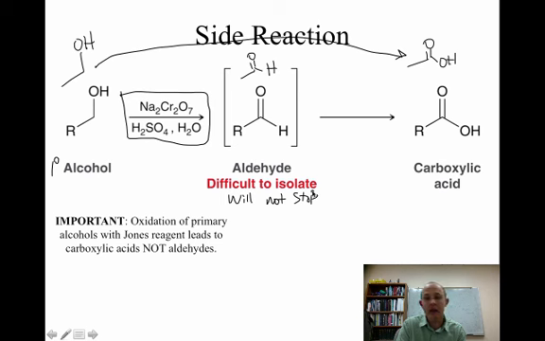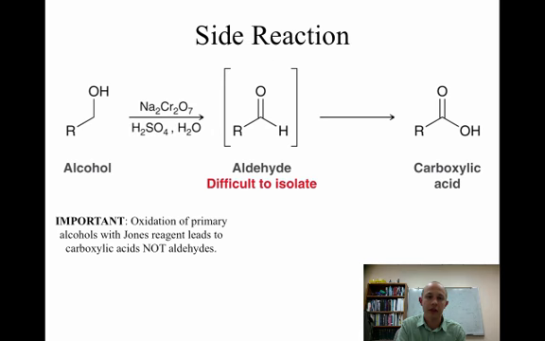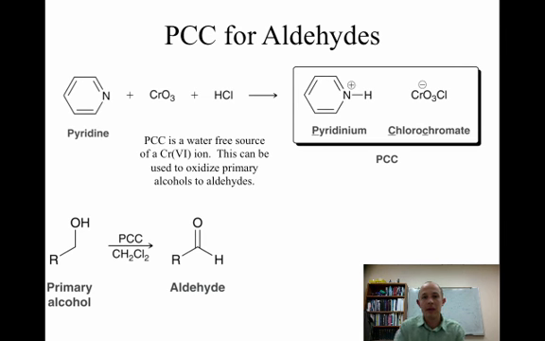If we want the aldehyde, we need to get rid of the water, because this is where the oxygen is coming from to form the carboxylic acid. We need to get rid of the water. We need an anhydrous source of the chromium ion, and for that we use a reagent called PCC. You don't have to memorize the structure of this, but if you'd like to see it, it's here. So if we take PCC in an organic solvent, methylene chloride, this is just a solvent, we can oxidize primary alcohols to aldehydes, and then it will stop. So we don't see any carboxylic acid from these kinds of oxidations.